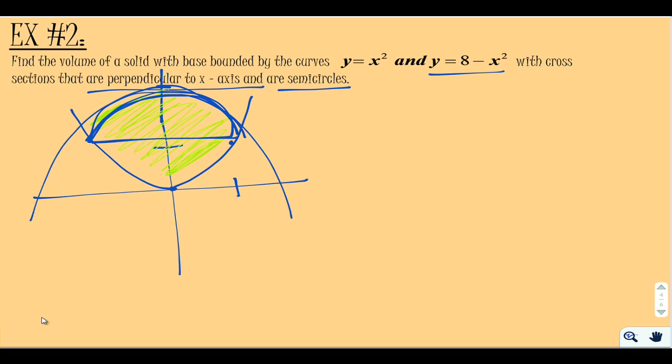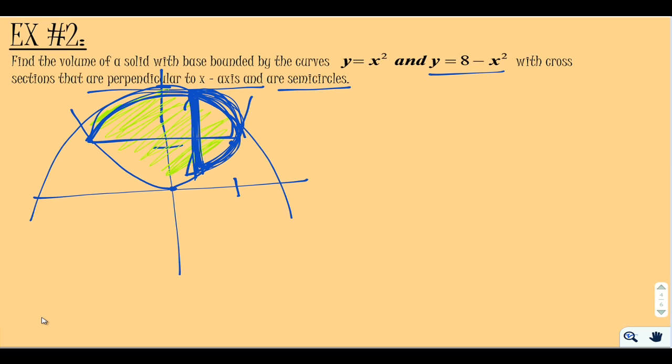I guess I should do my slices the other way, because aren't I perpendicular to the x-axis? So shouldn't my slices go this way, and they're little semicircles like that? There we go. So perpendicular to the x-axis would be little semicircles like that. Still kind of a little dome shape, but they're semicircles that are perpendicular to the x-axis.